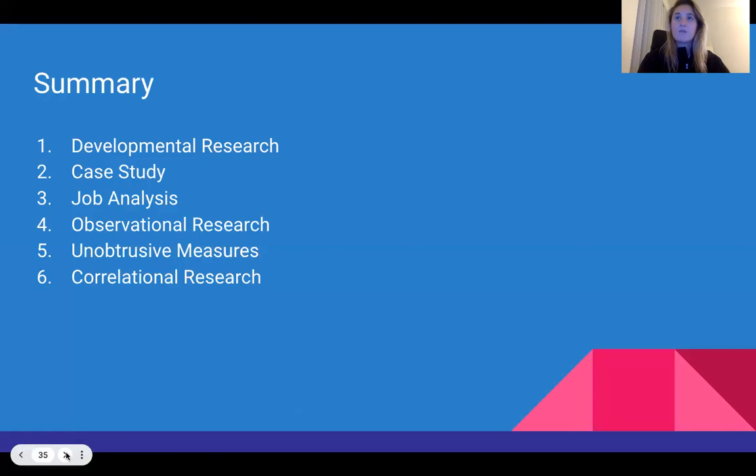Next is case study, where a researcher studies a single case in depth to reach a greater understanding about similar cases. Thirdly, we discussed a job analysis, which is a type of case study that determines the nature of a particular job and the types of requirements and skills necessary to be successful at that job. Next, we discussed observational research, which is a technique where one observes individuals' behaviors. Fifthly, we looked at unobtrusive measures which measures the behavior of people who are not aware that the researcher is gathering data.